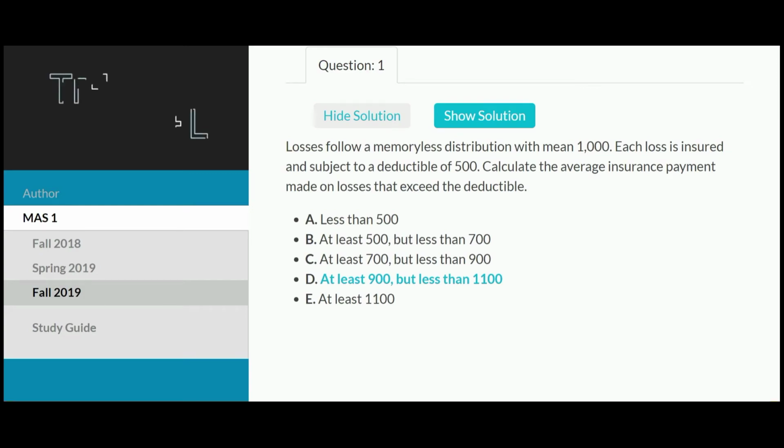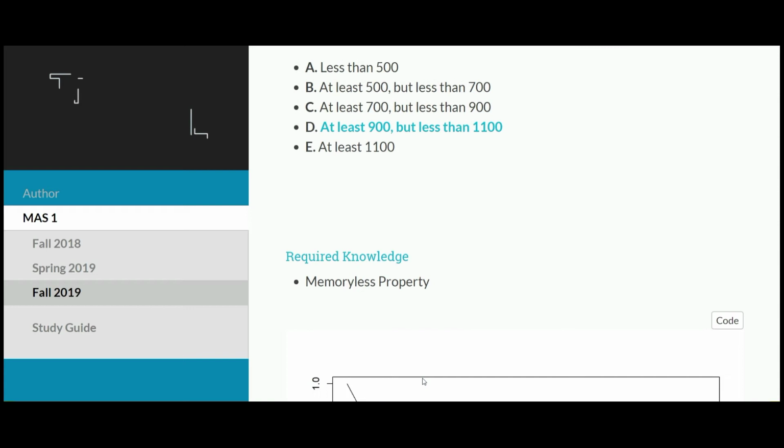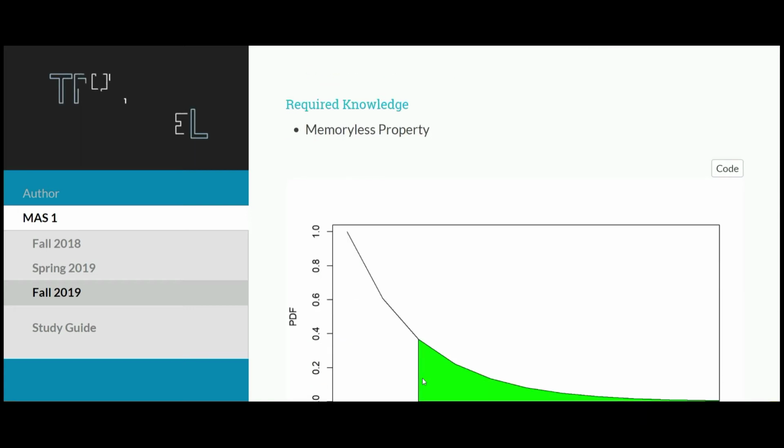Losses follow a memoryless distribution with mean 1,000. Each loss is insured and subject to a deductible of $500. Calculate the average insurance payment made on losses that exceed the deductible. For this question, the only thing you really need to understand is the memoryless property.